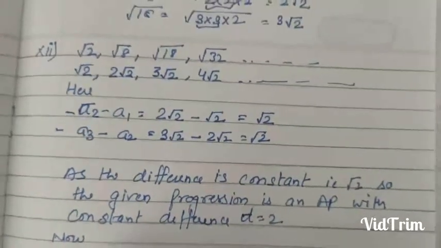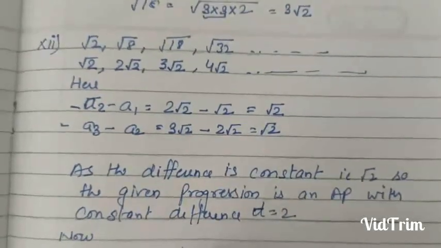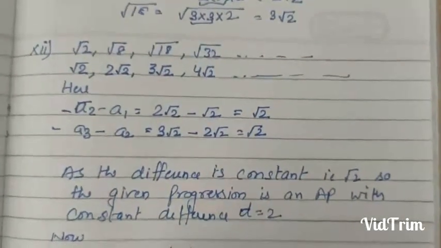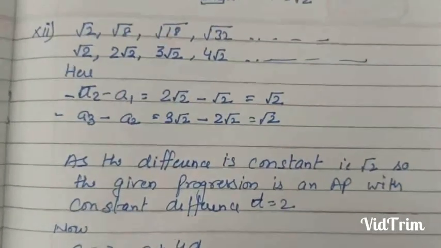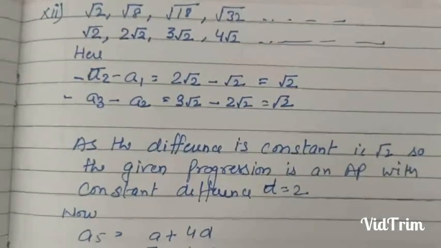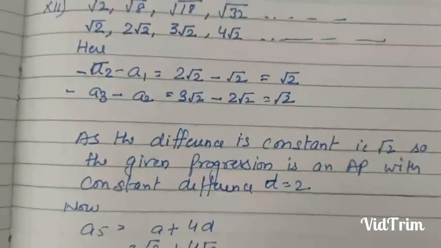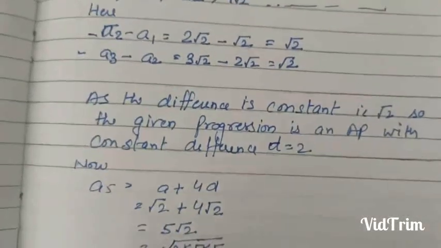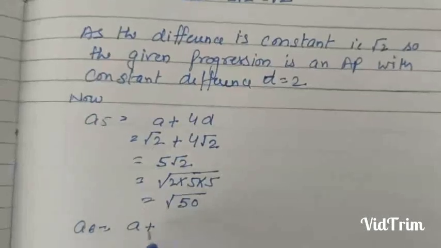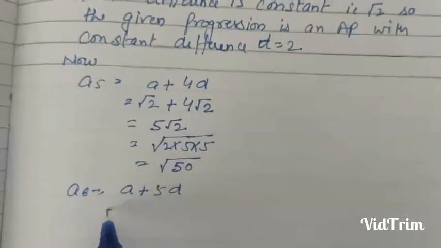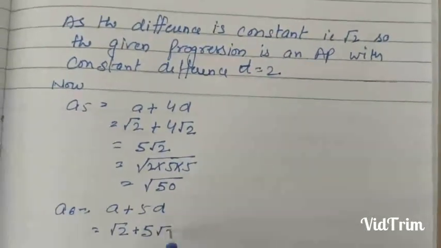Now we are to find the next three terms. a5 would be a plus 4d, that is root 2 plus 4 root 2. Now this becomes 5 root 2, and this can be written as root of 2 into 25, and this will be written as root 50. And now a6, that would be a plus 5d, and now a is root 2 plus 5 into d, which is also root 2.